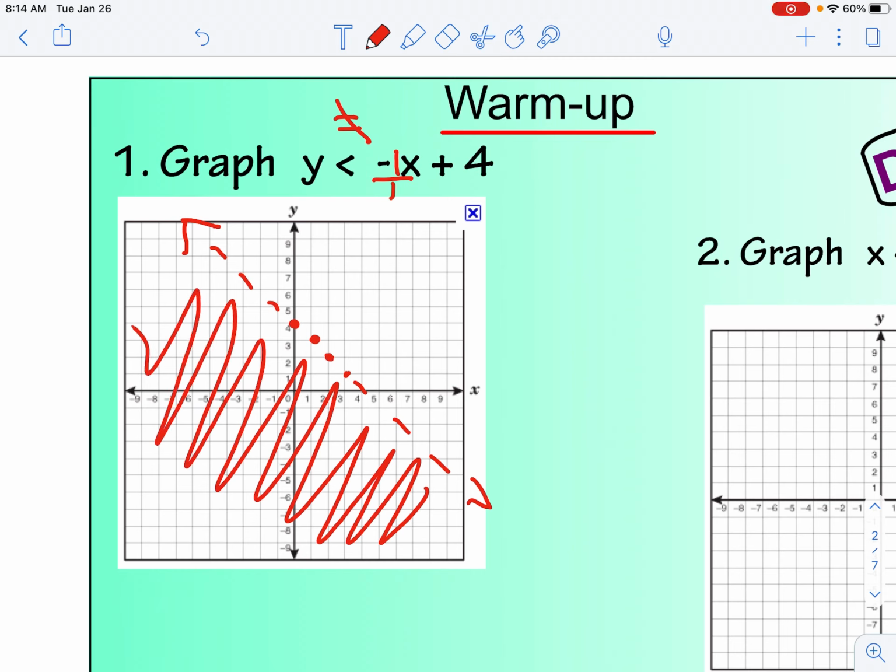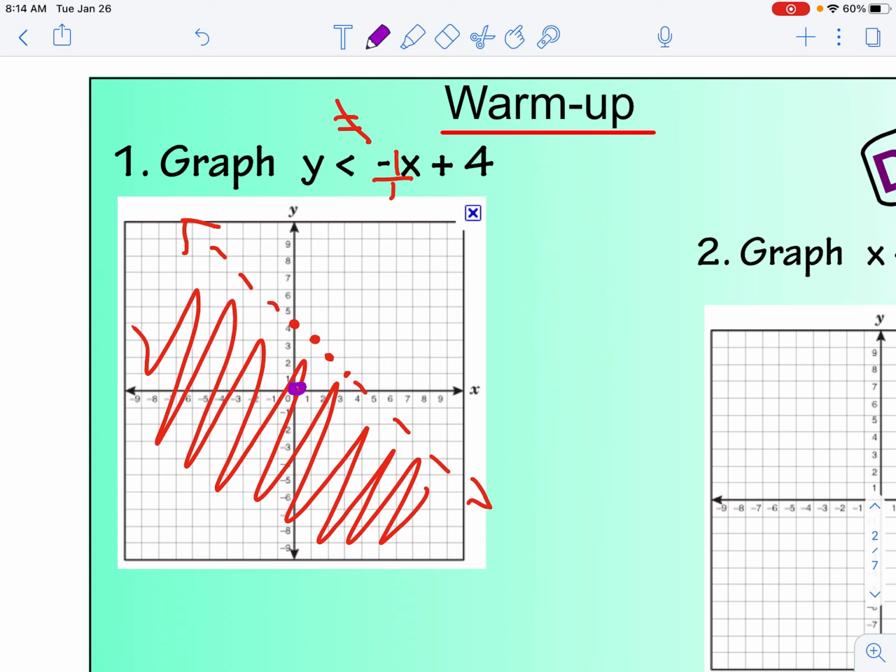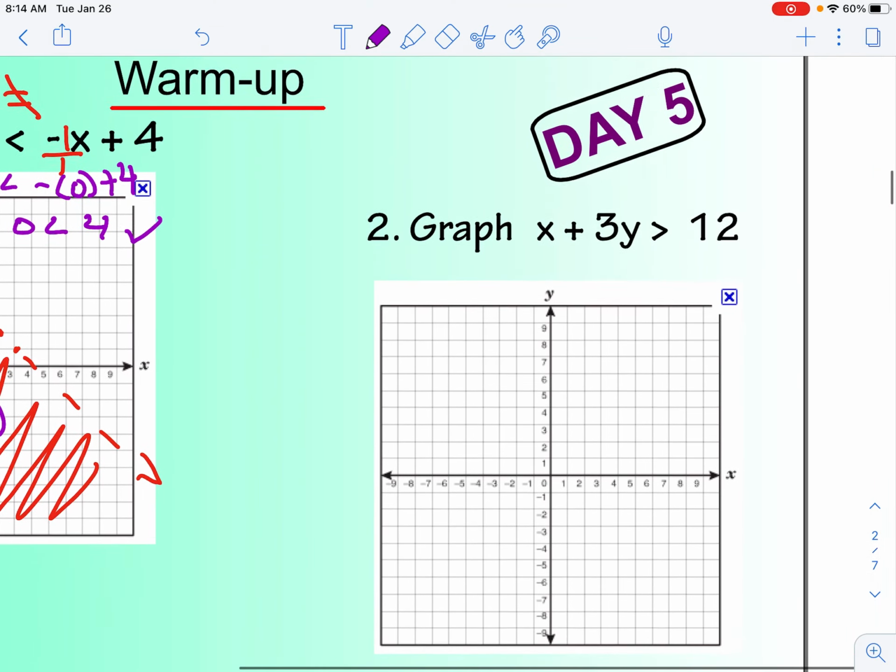And I know sometimes that gets tricky, but just put your pencil or your hand on the line and see if you're going up or down above it. And so depending on, this is less than. And then, of course, you can always check a point to see if this point is part of your solution. Then when we plug that point in, for the x and y, it should be true, and 0 is less than 4. So we know that we've shaded it on the correct side.